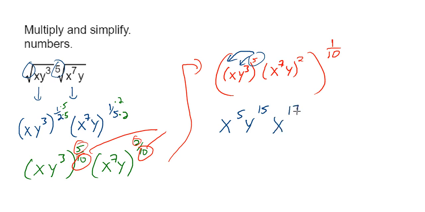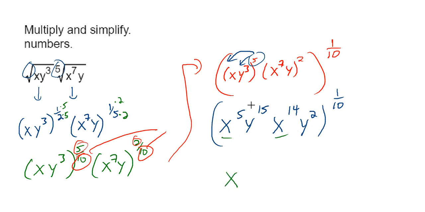We'll get x to the 14th. I don't know why I'm writing 17 when I say that. X to the 14th power, y to the 2nd power. And that's still being raised to the 1/10 power. And maybe it's not the right rule to apply here, but we can simplify this further. Let's just say that. So we'll multiply the x's together.